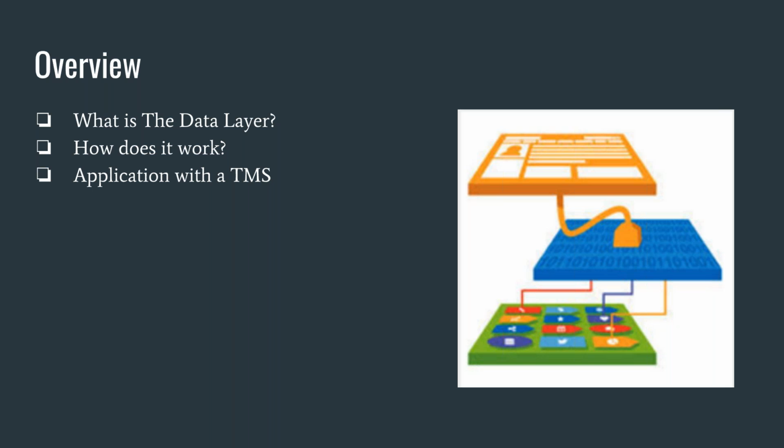So it's just a layer. If you think of it, your top layer or your front end would be the web application. So what your users are actually looking at, what they're actually interacting with. And then the bottom layer would be your backend system.